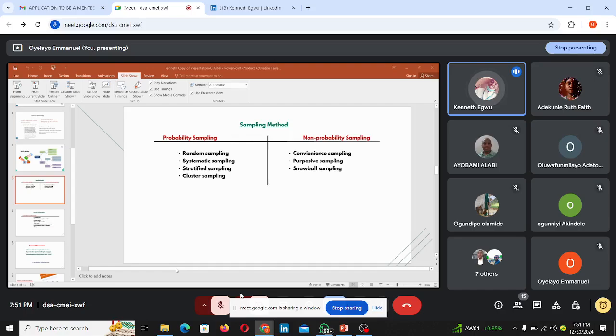So in sampling methods, there is something they call probability sampling and non-probability sampling. As we know, probability has to do with everyone having an equal opportunity of being selected. Under probability sampling, we have random sampling, whereby everyone is given an equal chance of being selected. This is opposed to non-probability sampling.